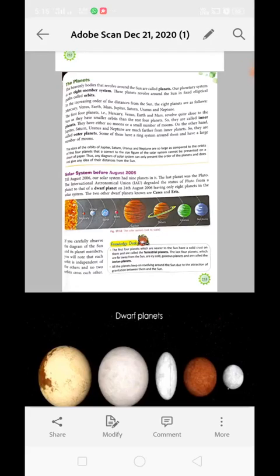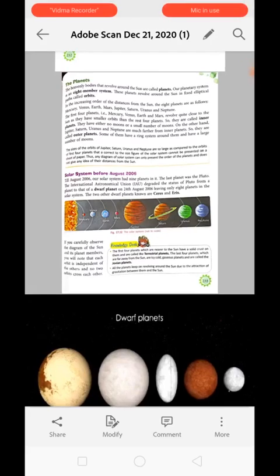Understood? Dwarf planets are what? Rounder in shape, smaller in size. And due to the smaller size, the orbit of these planets has not been cleared out. Understand? So this is all about dwarf planets.